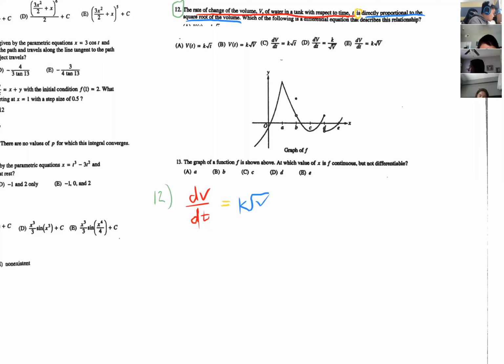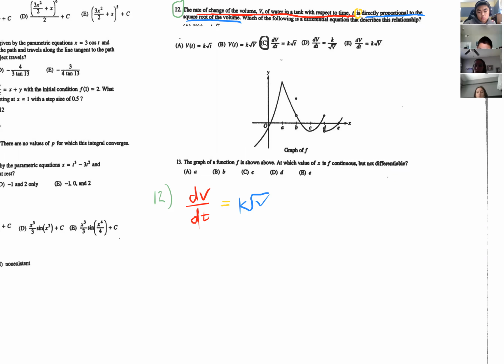Which of the following is the differential equation that describes this relationship? So that would be letter C. So it's just like translating English into math symbols, into calculus symbols. So is that okay for number 12? Yeah. So thank you. Directly proportional is just some number times k.